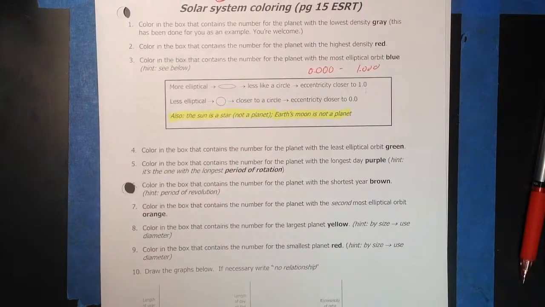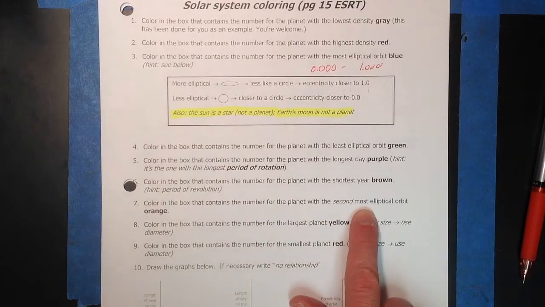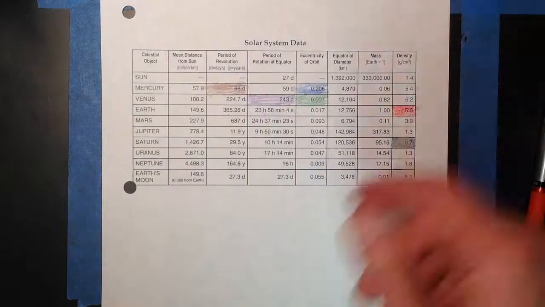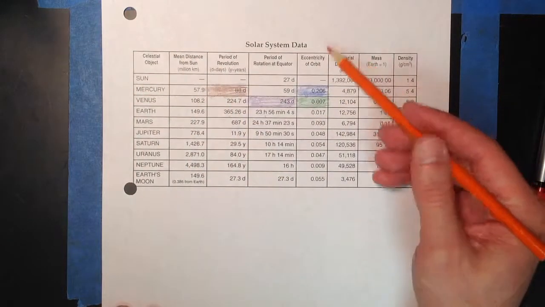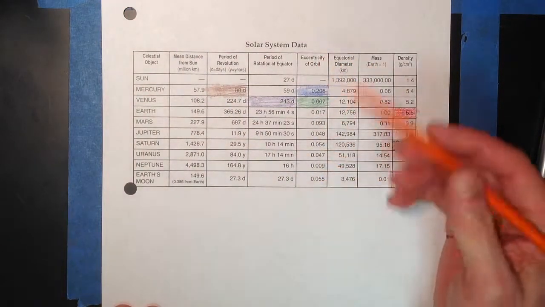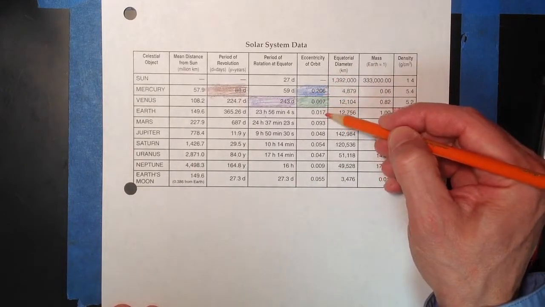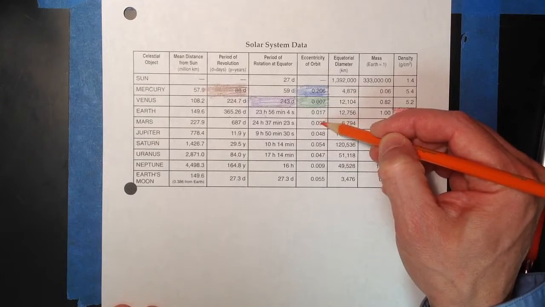Not super exciting, but color in the box that contains the number for the planet with the second most elliptical orbit, orange. Orange, yeah. So second elliptical, eccentricity, I want the highest number. Now this is the highest. What's the next highest here? I have to really look as to what. Oh, that's 0.09. That's pretty high.